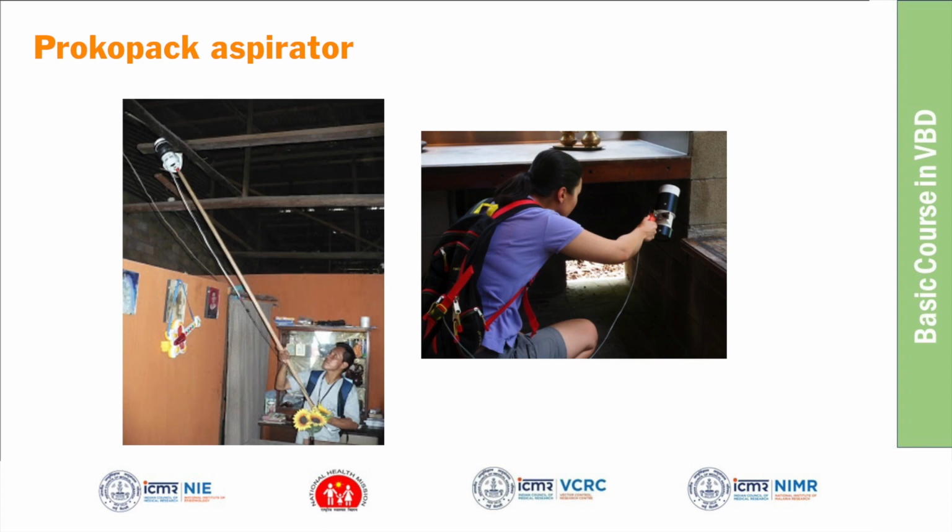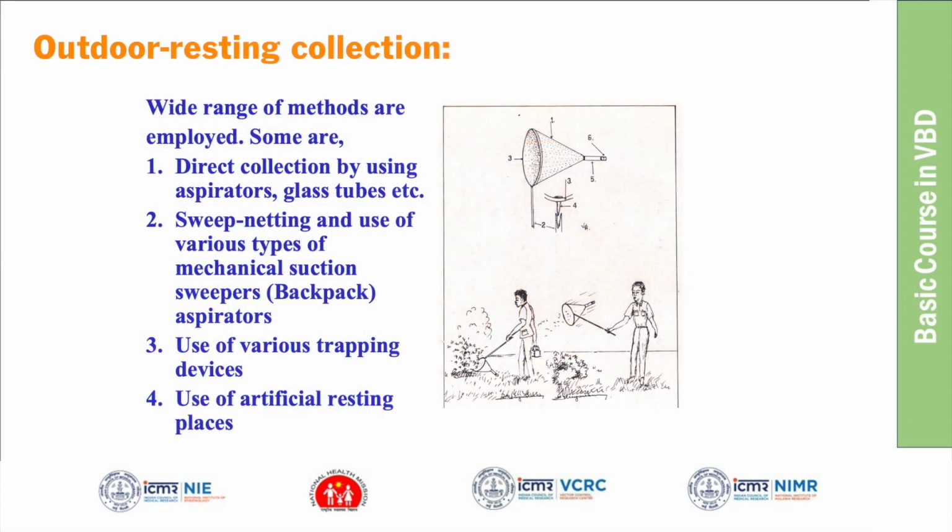This can be used indoor as well as outdoor, because you can just walk on the bushes and disturb the mosquitoes and collect them. Outdoor, I already told you, the collection of outdoor resting mosquitoes is time consuming and rewarding. But whatever may be, there are some methods available. You can see the sweep net. Generally people nowadays use a sweep net, disturbing the bushes and collecting. Sweep netting and various types of mechanical suction sweepers are available. In foreign countries they use suction sweepers mounted on the vehicle. Then various trapping devices are also available. You can make artificial resting surfaces.